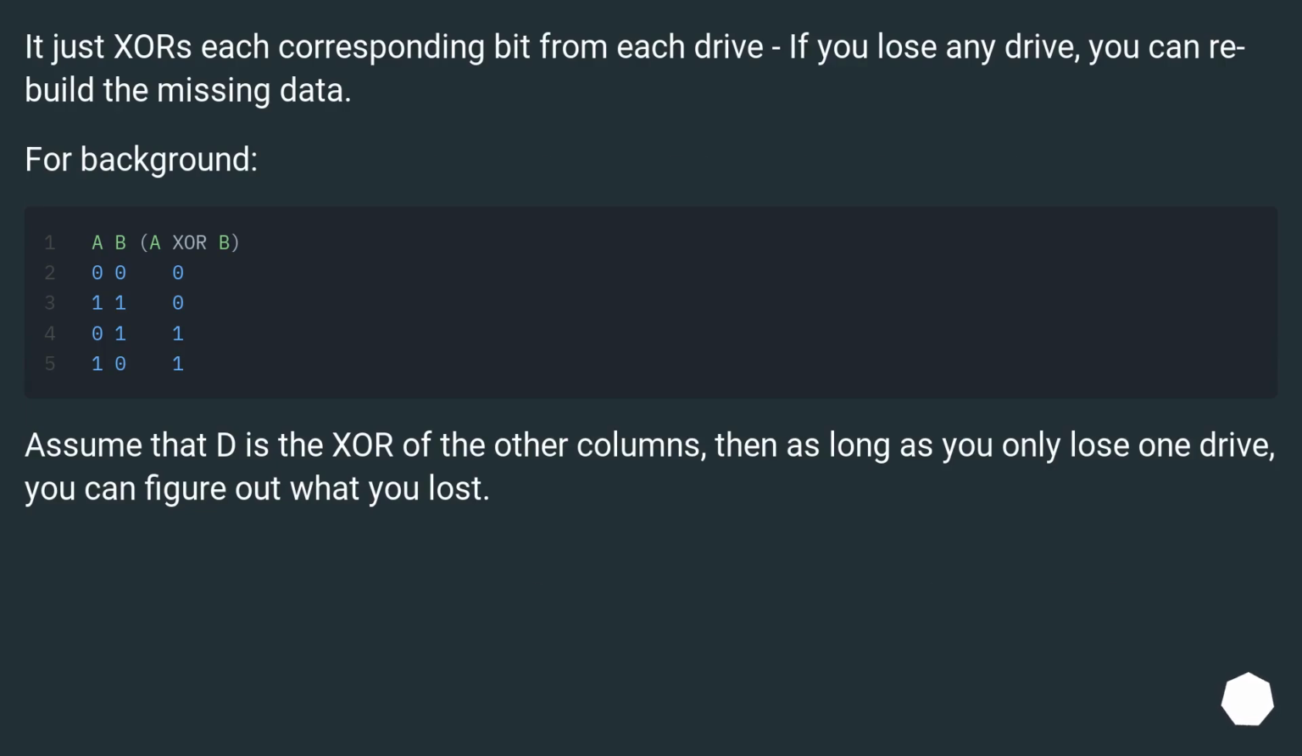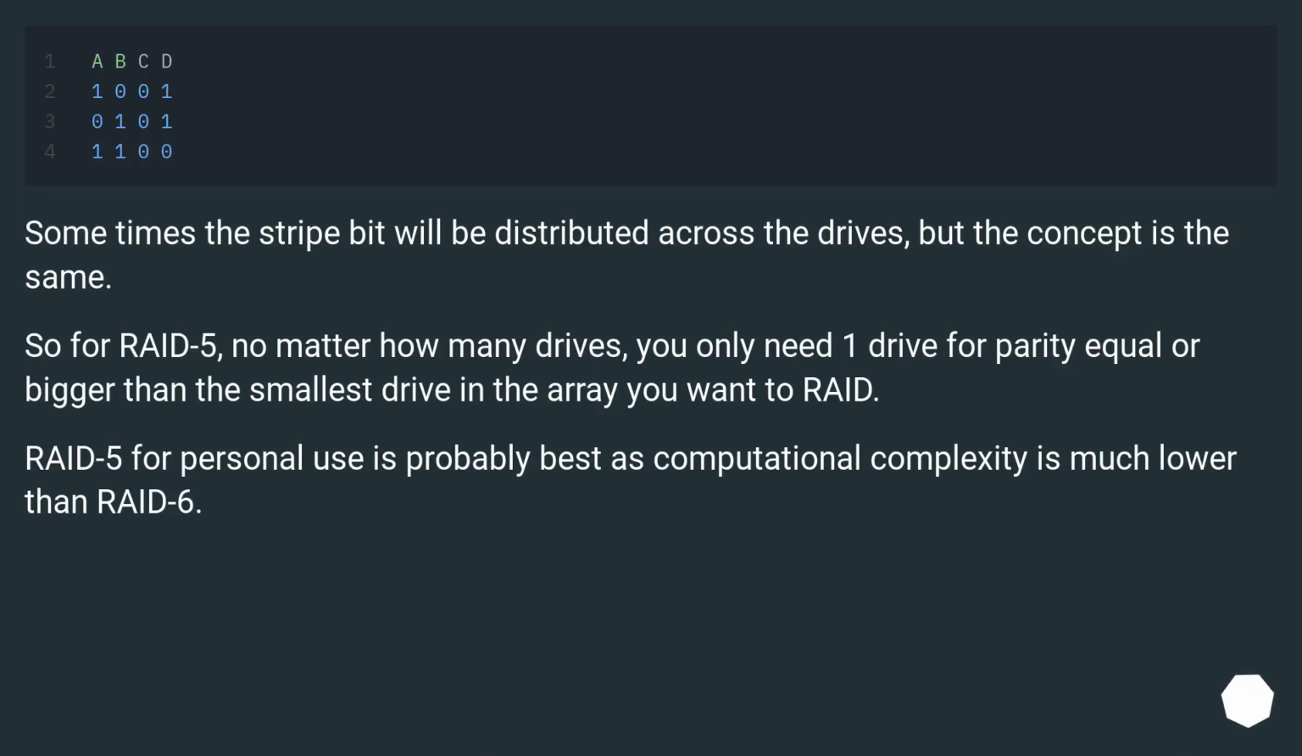It registers each corresponding bit from each drive. If you lose any drive, you can rebuild the missing data. For background, assume that D is the XOR of the other columns, then as long as you only lose 1 drive, you can figure out what you lost. Sometimes the stripe bit will be distributed across the drives, but the concept is the same.